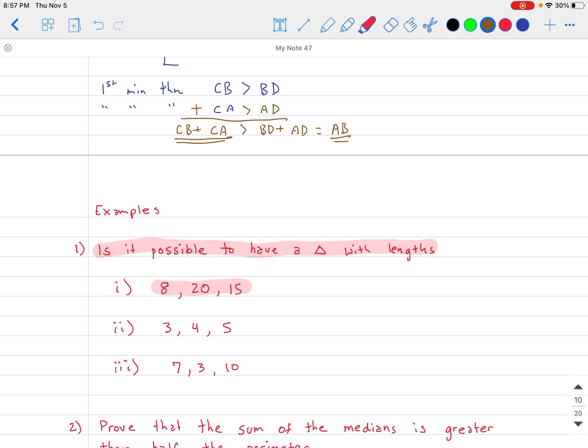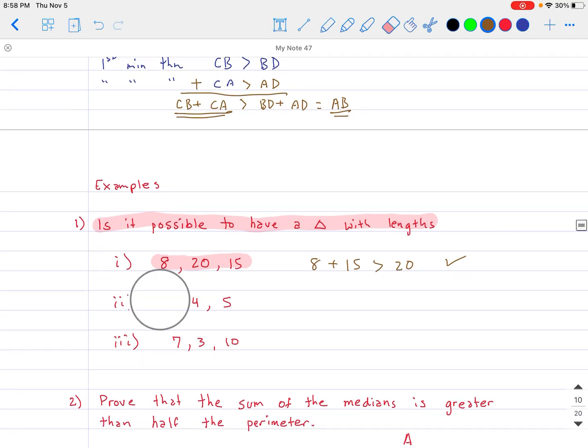But the easiest way to verify that this is true is to always take the two smallest sides, which in this case are going to be 8 and 15. Now, if I add those two together, according to the triangle inequality, it should be greater than the largest side, which is going to be 20. And if that works out, then we're pretty much done. Okay? So once again, all you have to do is take the two smallest sides, add them together. And if it's greater than the third side, then this triangle is definitely going to work out.